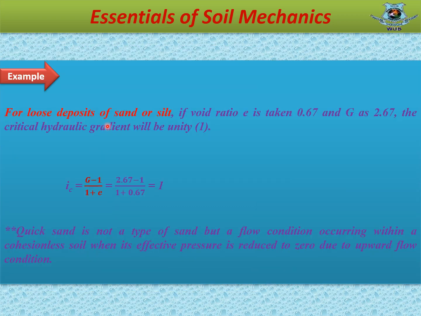For loose deposits of sand or silt, if void ratio E is taken as 0.67 and G as 2.67, the critical hydraulic gradient will be unity, and it can be proved from the following equation. We know critical hydraulic gradient Ic equal to (G minus 1) divided by (1 plus E). Here G equal to 2.67 and E equal to 0.67. Finally, we get critical hydraulic gradient Ic equal to 1.